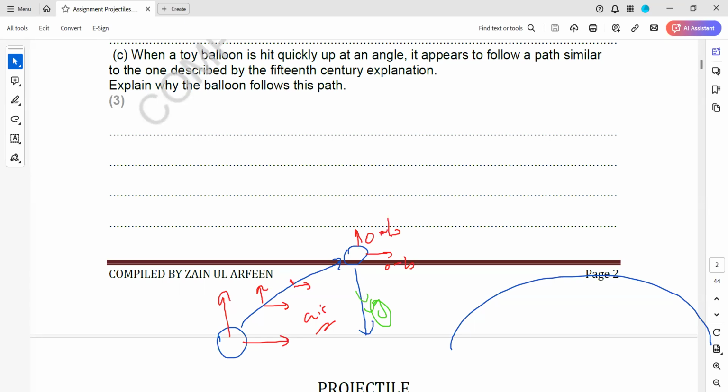So why does the balloon follow the path explained in the 15th century? First thing we'll mention is that it's not an ideal case, it's a practical case. In the case of a balloon, there is air resistance acting on it. As a result, the horizontal component will decrease, and at a certain position it will be zero. So the gravity will pull the balloon downward, and it will move vertically downwards.